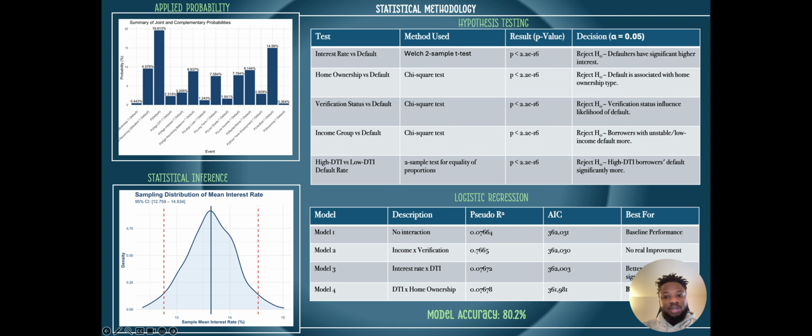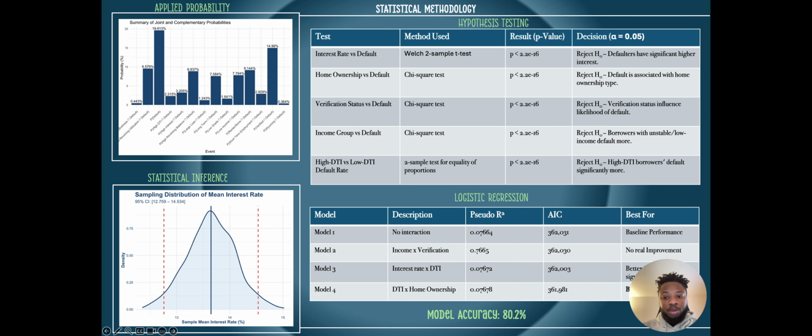This project integrates 4 major statistical methods. First is the applied probability, where I calculated the joint and conditional probability to understand factors associated with default, such as the income level, the interest, the loan purpose, and the default by states, and this helped me identify early risk patterns.